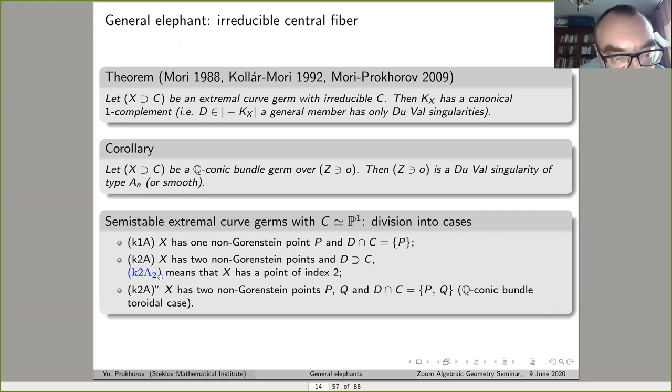For the next facts, I need one more definition. Actually, we have the following notation. Historically, it was like this. K1A means that semi-stable has one non-Gorenstein point. K2A, two non-Gorenstein points. If one of these points is index two, we use subscript two. In the Q-conic bundle case, we may also distinguish the following case. This is like toroidal, it's more or less trivial. In this case the general fiber has two non-Gorenstein points, but the general fiber meets the central curve at two points. So it's a trivial case, not interesting to consider.